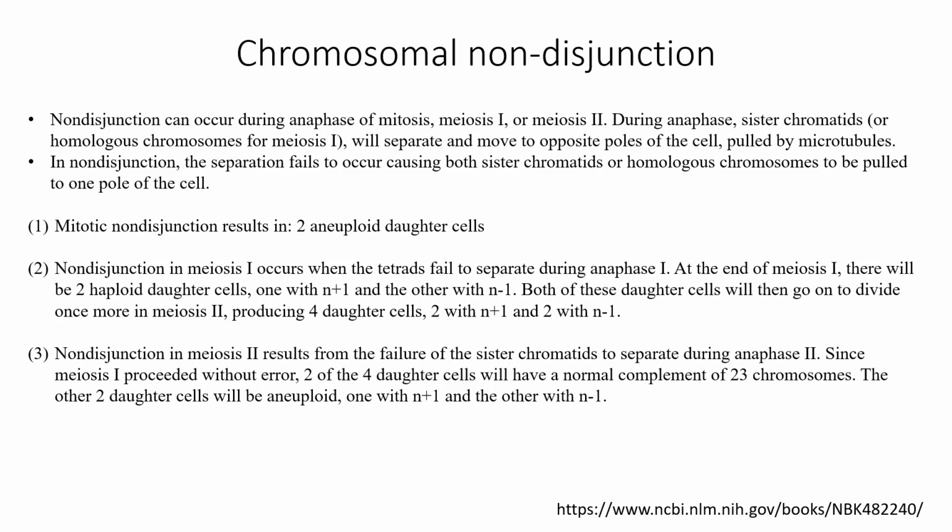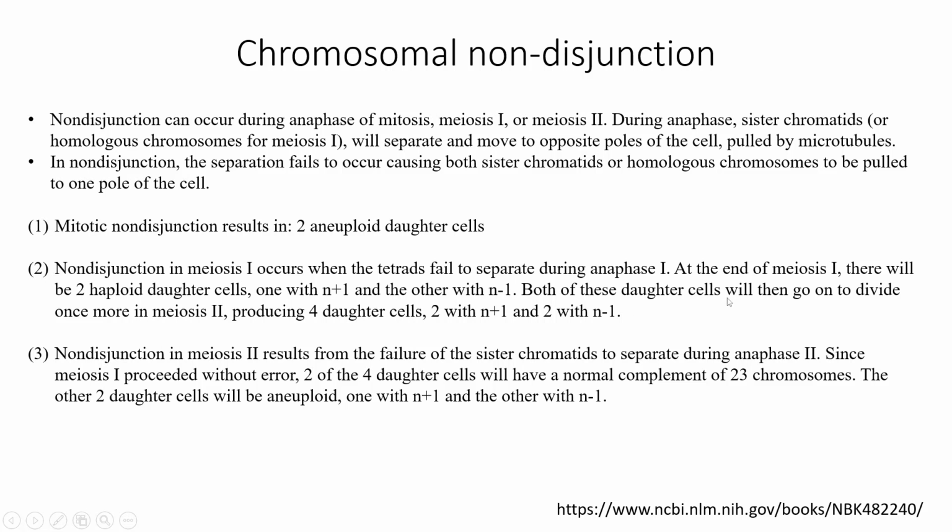Now, in meiosis 1, if there is non-disjunction, this will occur when the tetrads, the bivalents, right? You have the homologous chromosomes that are paired together. Those are called tetrads or bivalents. They fail to separate during anaphase 1. So at the end of meiosis 1, there'll be two haploid daughter cells. One will be n plus 1 because it has an extra tetrad, and the other will be n minus 1 because it didn't get that tetrad, right?